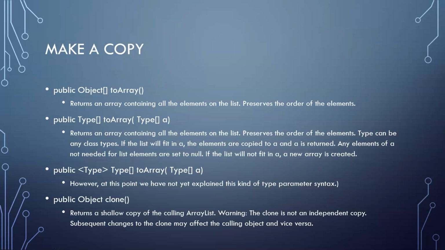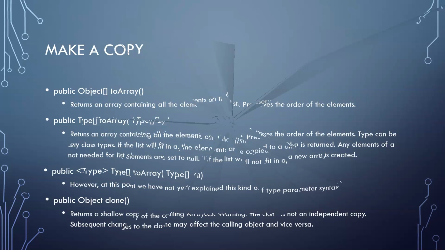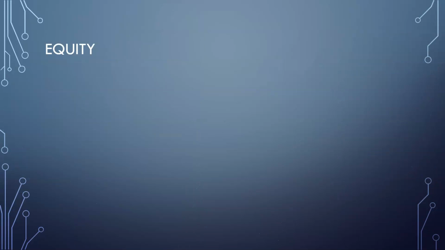And of course, we have the public Object clone, which returns a shallow copy of the calling ArrayList. Now remember, a clone is not an independent copy, so subsequent changes to the clone may affect the calling object and vice versa.